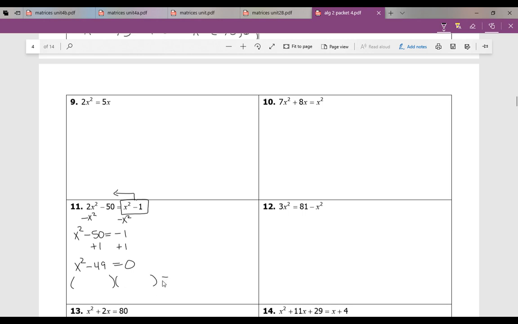So what would the factors for the difference of squares be? X plus 7 and x minus 7. Once you get it factored, the factoring is the hardest part. Once you get to your factors, set your factors equal to 0. Solve the small equations that you get. And that would be your answer.